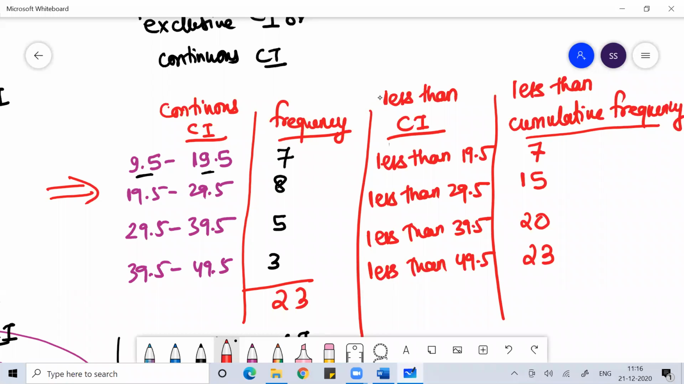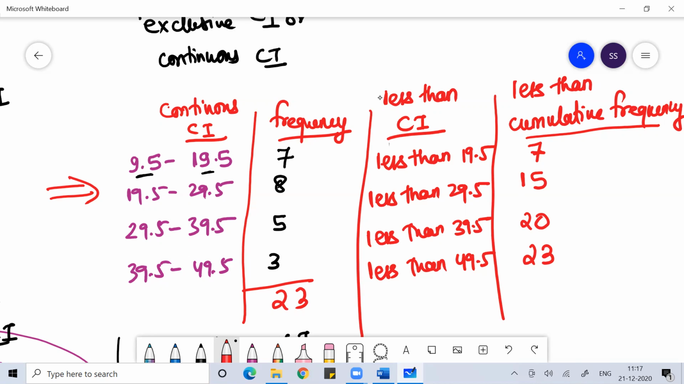Keep on adjusting them. Suppose I have 10 mangoes, and I give one mango to the first person, then two mangoes to the second person. So till now I've given three mangoes. Then I give three mangoes again to the third person. So till now I've given six mangoes. That is what we call a cumulative frequency. Cumulative frequency, keep on adding them.